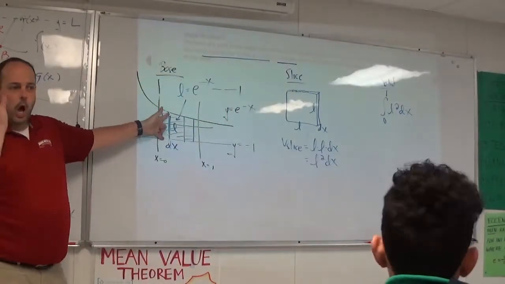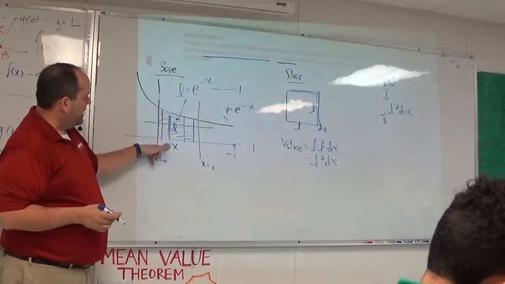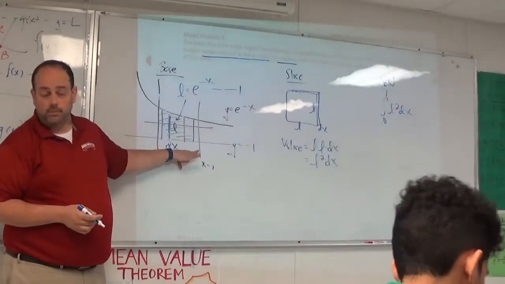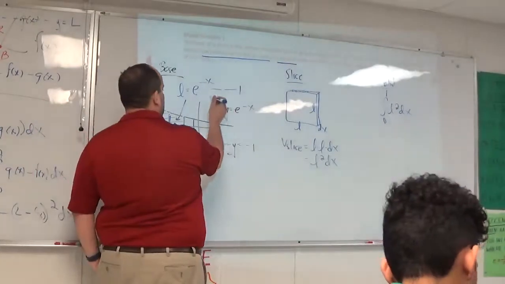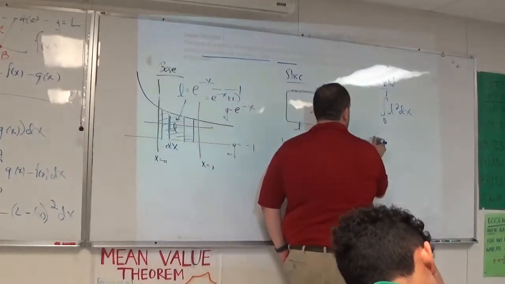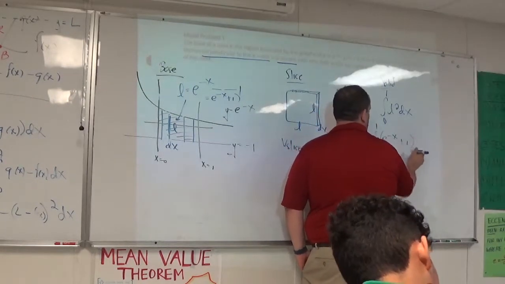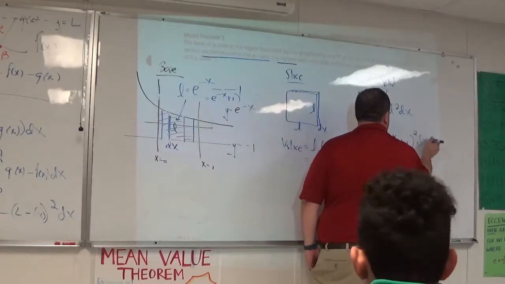Do they all have the same setup? They all go from top to bottom, top to bottom, top to bottom. So your length is this e to the negative x plus 1. So your integral is an integral from 0 to 1 of e to the negative x plus 1, squared.